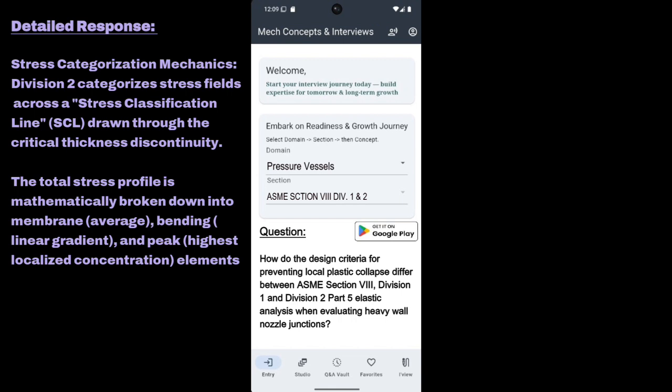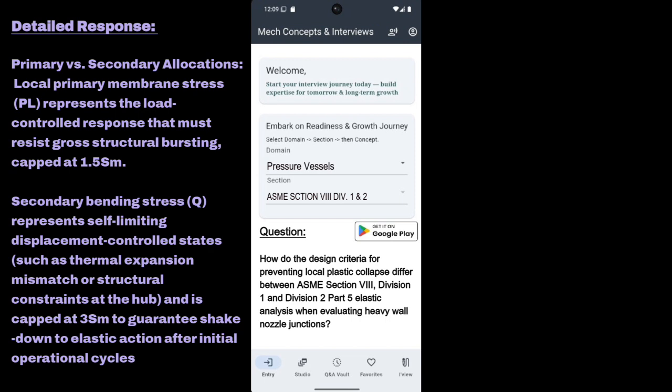And because those two behaviors threaten the structural integrity in completely different ways, Division 2 categorizes them across a stress classification line, or SCL. And where exactly is that drawn? This line is drawn directly through the critical thickness discontinuity of the solid model. The local primary membrane stress, your expanding balloon analogy, represents the load-controlled response that must resist gross structural bursting from internal pressure. Which is obviously a catastrophic failure mode. Exactly. Because failure here is catastrophic, this stress is strictly capped at 1.5 times the allowable stress, or 1.5 S sub m. Conversely, secondary bending stress represents a self-limiting, displacement-controlled state.